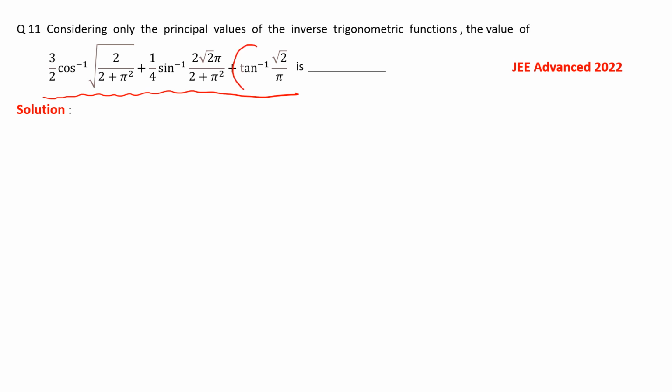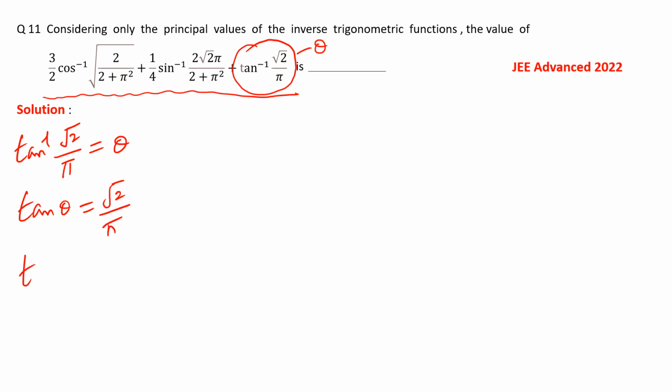Now this expression seems to be a large one, but actually all the terms of this expression are interconnected. To find this interconnection, I am assuming this particular value as theta. Now since we know that every inverse trigonometric function is actually an angle, so I have taken this value as an angle theta. Now when I take tan on both the sides, I will be getting tan theta equal to root 2 upon pi. So if I square both sides, I will be getting tan square theta equal to 2 upon pi square.